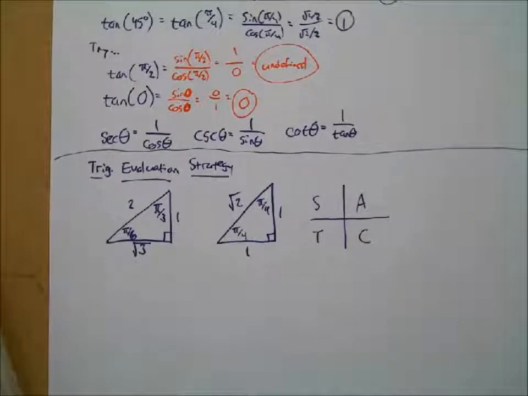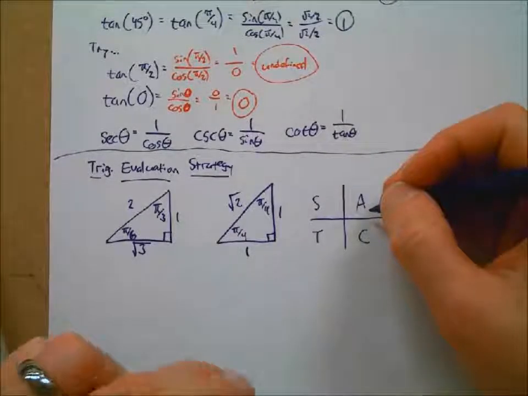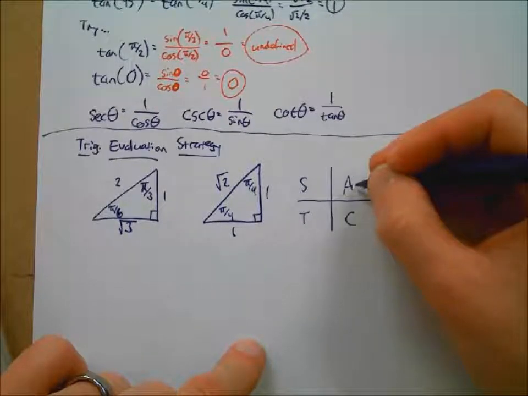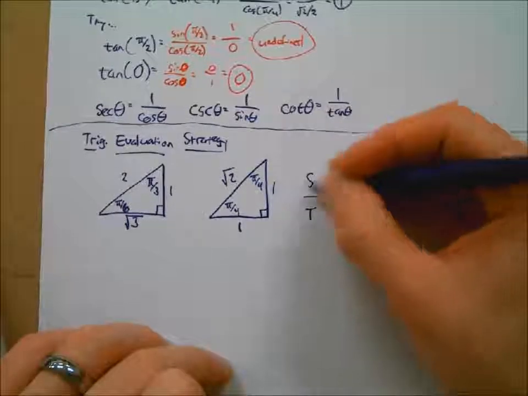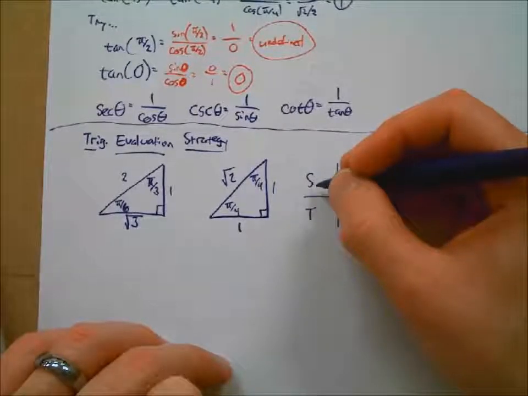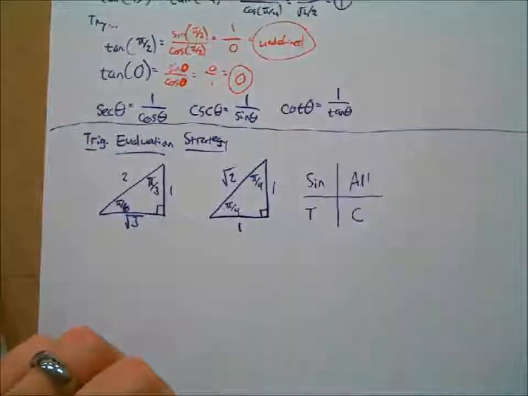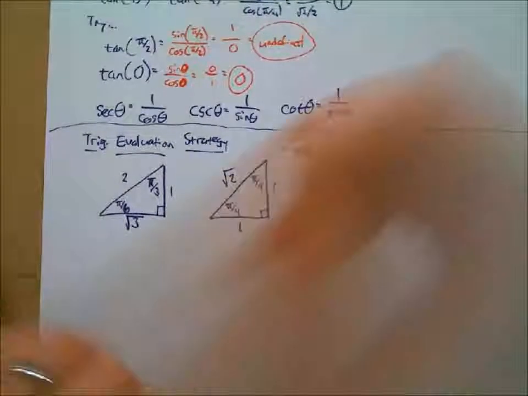So this is used to help us remember where the trig functions are positive and where the trig functions are negative. In the first quadrant, the A stands for all. All the trig functions are positive in the first quadrant. In the second quadrant, it stands for students, right? And we're going to say that sine and its reciprocal, cosecant as well, are positive there.